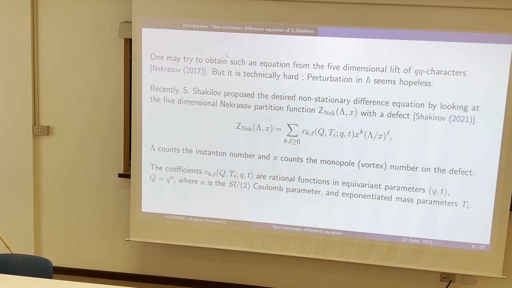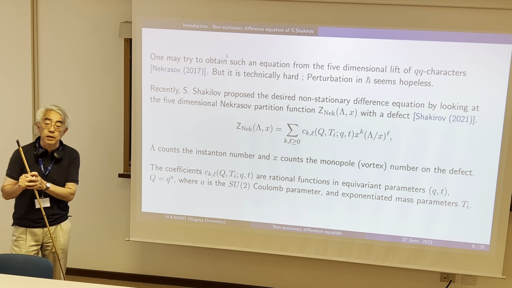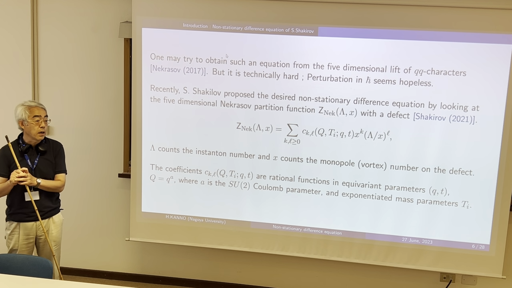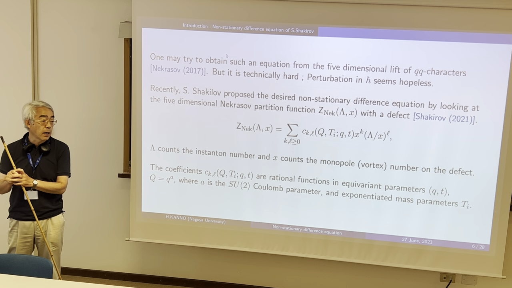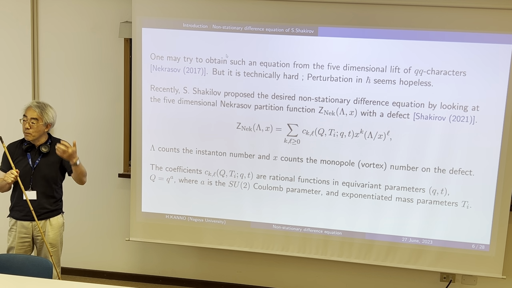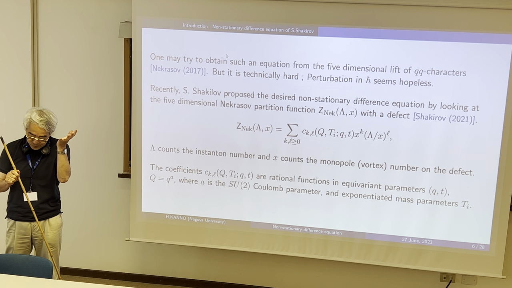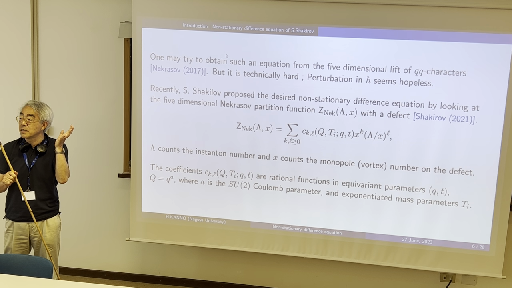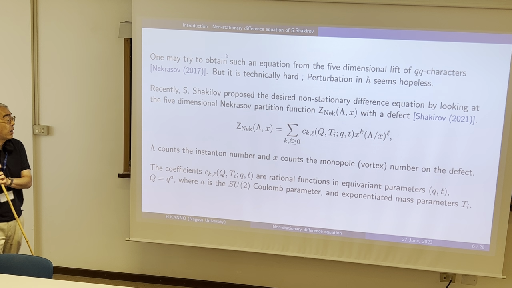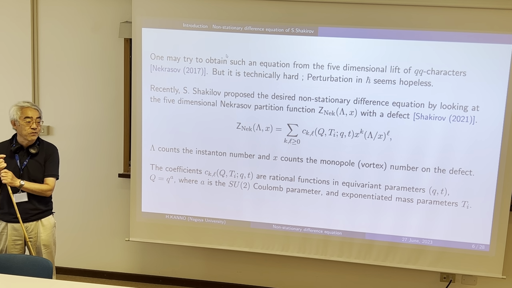One may try to obtain such an equation from the five-dimensional uplift of the qq-character problem proposed by Nekrasov. He proposed that regularity of the qq-character implies the BPZ equation or KZ equation for the conformal block. So one may try to uplift to five dimension by generalizing the qq-character of Nekrasov to five dimension. It is rather easy, but technically the derivation of the regularity condition looked very hard. A few years ago I tried but failed.